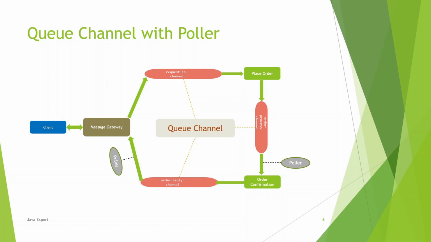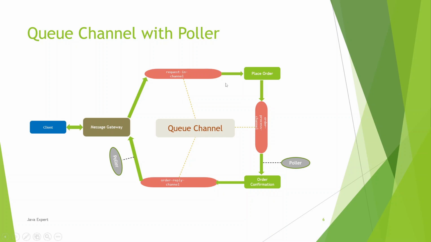If you see the QueueChannel, I have given a simple diagram. This is what you're going to implement in practical also. So here we're going to have a client and a message gateway, and two different components. One is place order, that's our business component, and another one is confirm order. These two different components are connected through the channels. Here it is going to be QueueChannel.